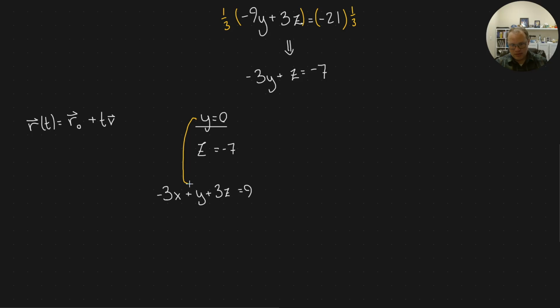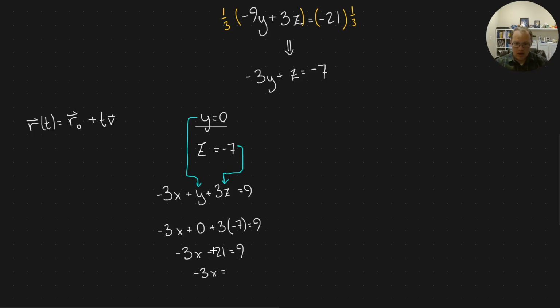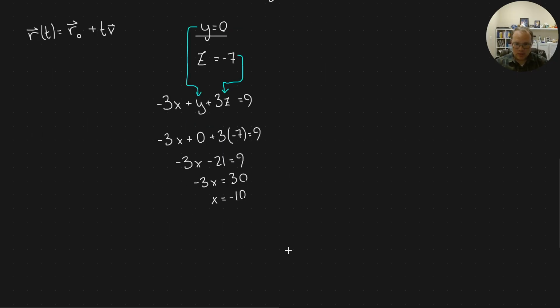Plug these guys in. So I'm going to plug y equals 0 in. I'm going to plug in z equals negative 7. And I get negative 3x plus 0 plus 3 times negative 7 equals 9. That gives me negative 3x minus 21 equals 9. If I add the 21 to the other side, I get 21 plus 9, that's 30. And so x must be negative 10. And so I have 1 point. X is negative 10, y is 0, z is negative 7. That is 1 point that lies on this line of intersection.